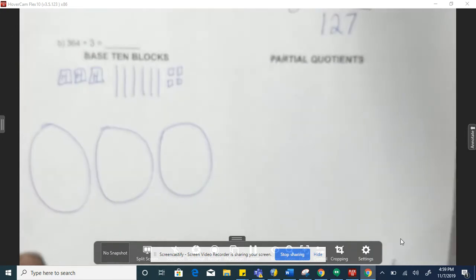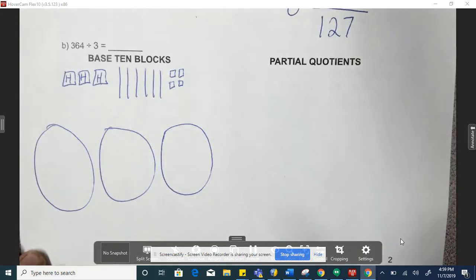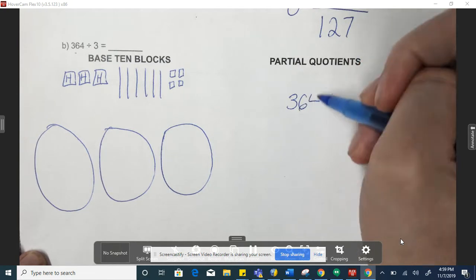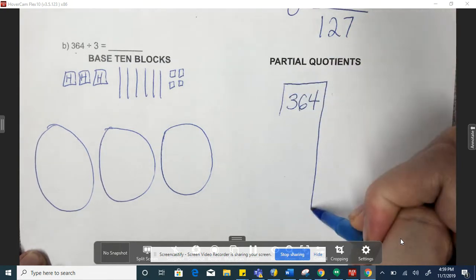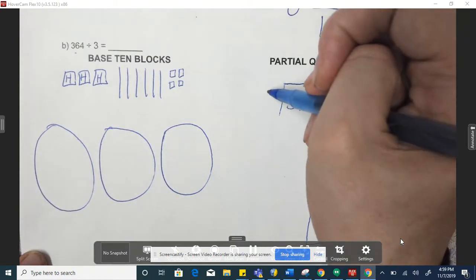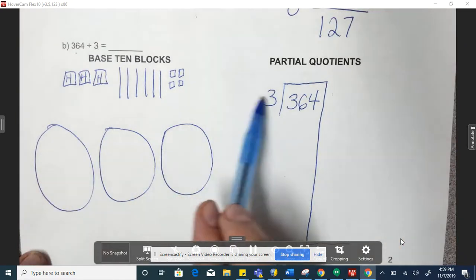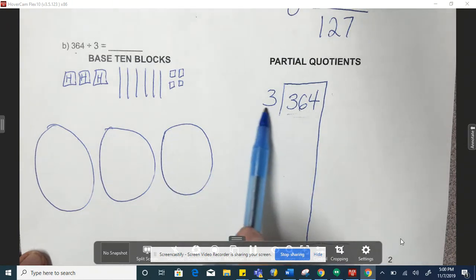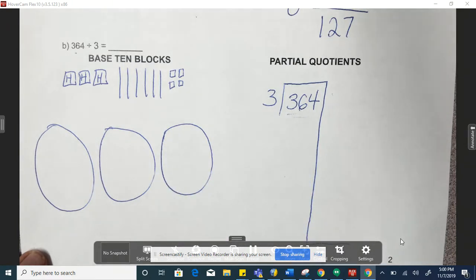All right, here we go. And now we're going to set up our partial quotients before we start solving. Our dividend, which is 364, is going to go in the center of our partial quotient symbol. We're going to put 3 as our divisor on the outside. And this is saying that we have a total of 364 and we're splitting it evenly between 3 groups.